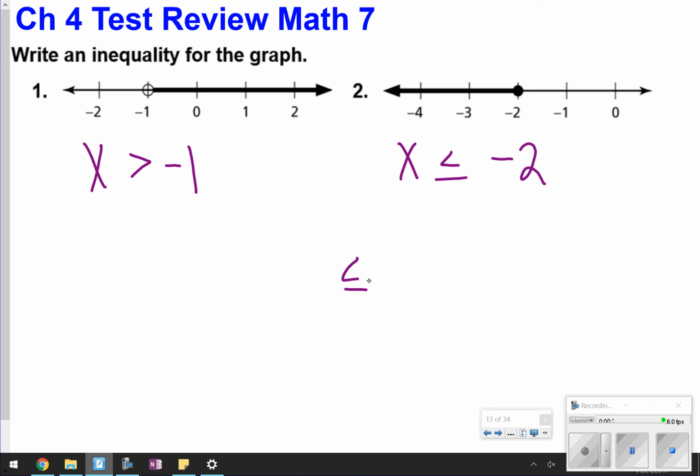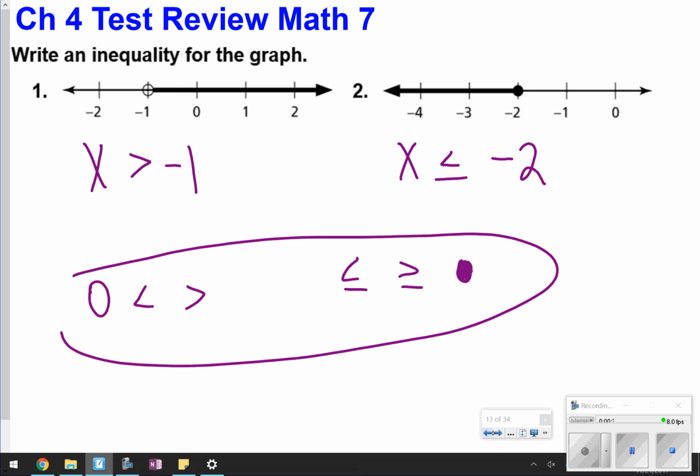Remember, your less than or equal to symbols have a closed circle. One points to the left for less than, one points to the right for greater than, and then your open circle is going to be either the less than or the greater than sign. Those are just some things to keep in mind.